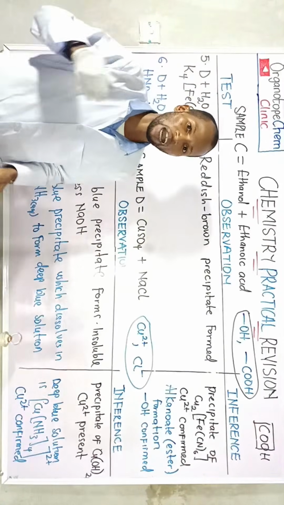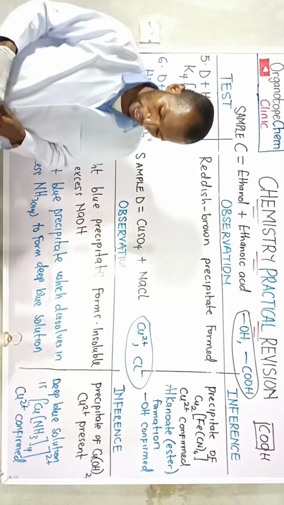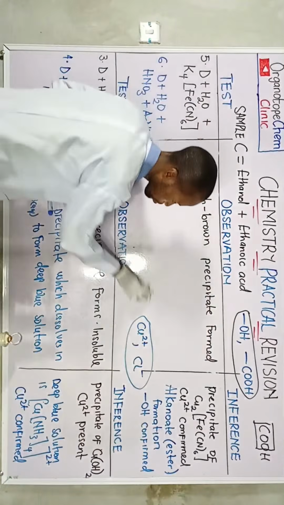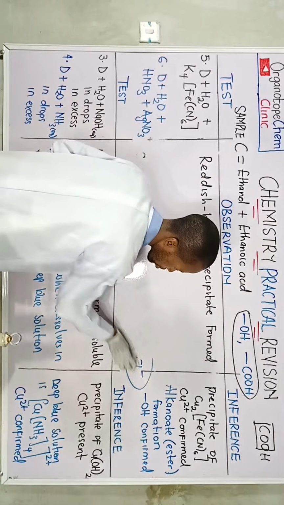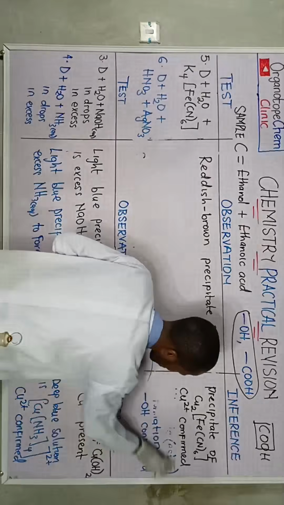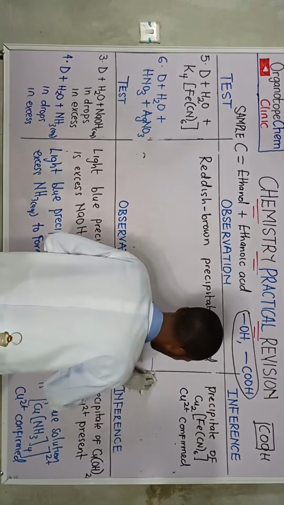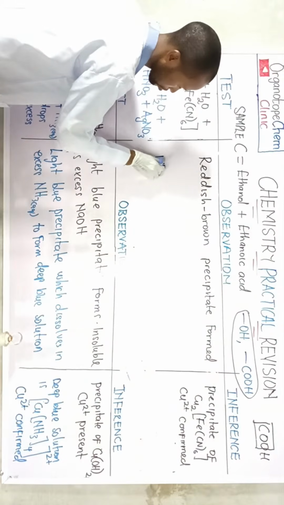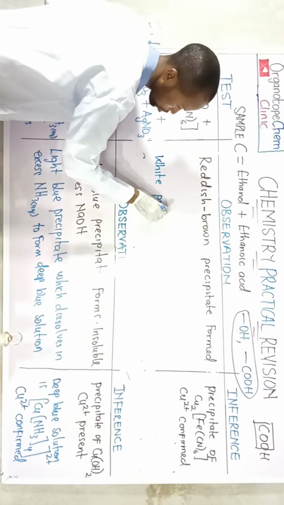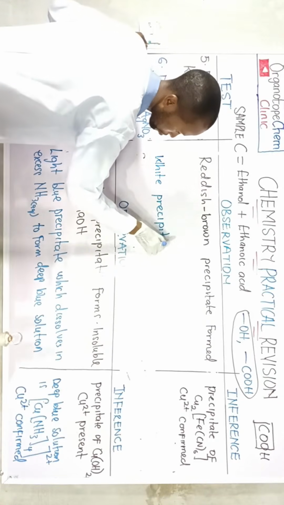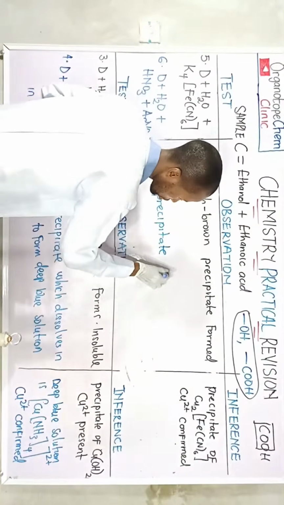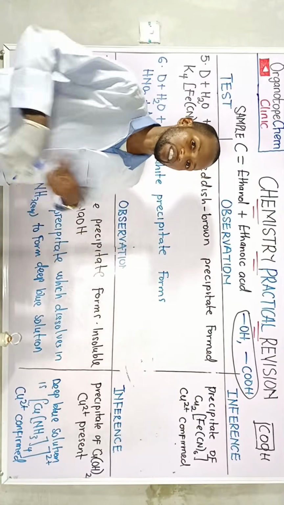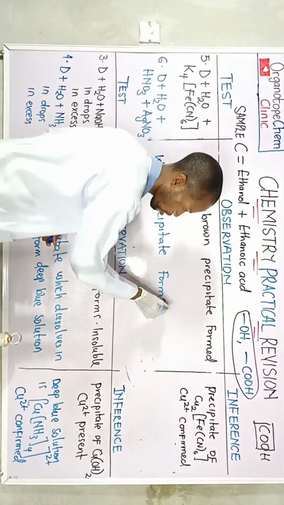What is our observation? We have a white precipitate formed, right? Let me clean this. We have white precipitate formed. So we are on white precipitates. Do not write PPT. Precipitates forms. It's either you write white precipitate forms or white precipitate is formed. So any of this is correct.